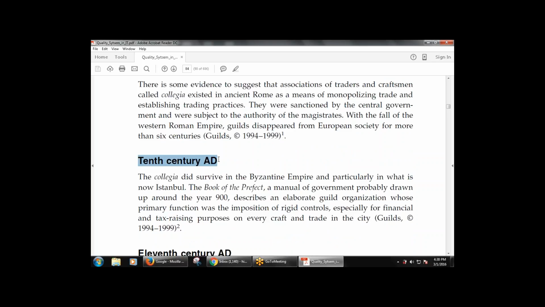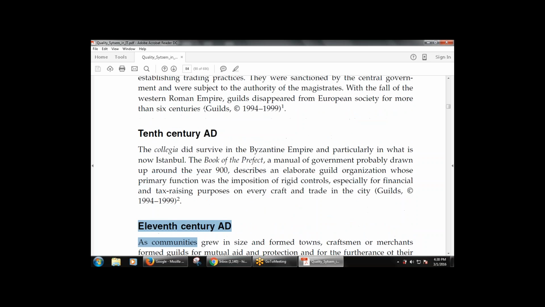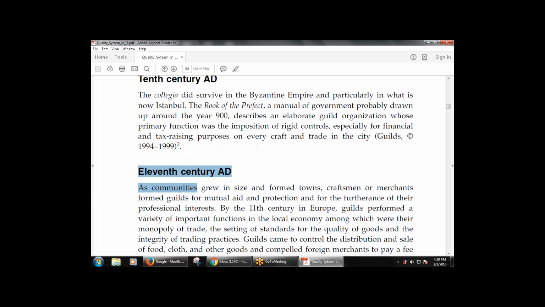Then the 10th century AD, in the Byzantine Empire. Then the 11th century AD. So these are the various centuries AD. And as the communities grew in size and formed towns, craftsmen and merchants formed guilds, for mutual aid and protection, and for the furtherance of their professional interests.